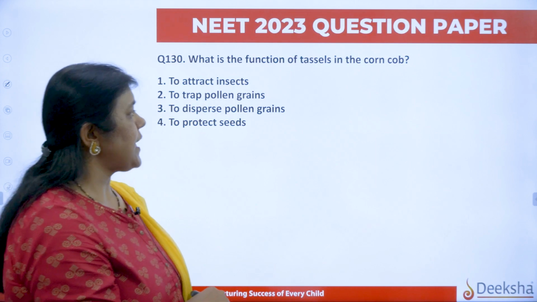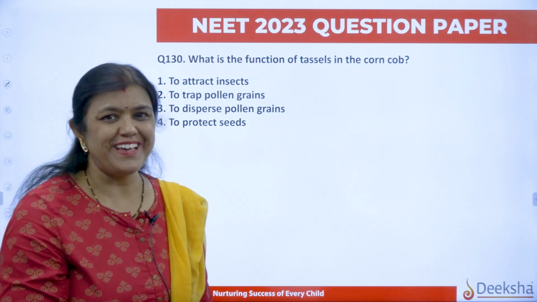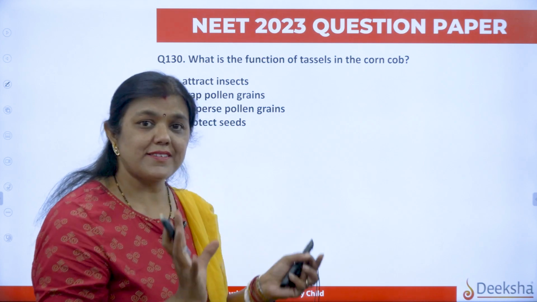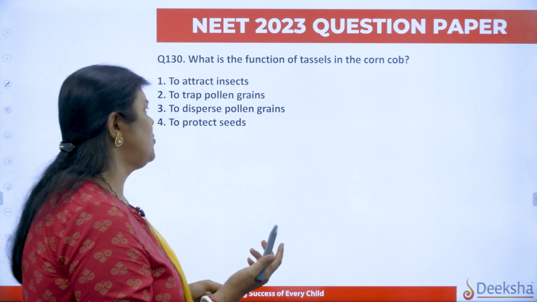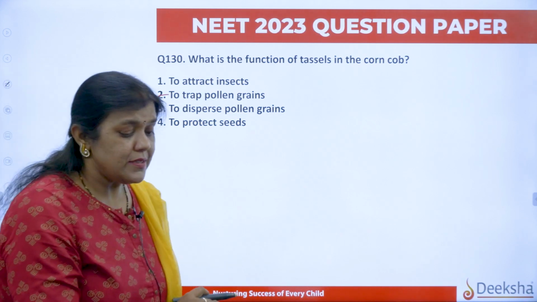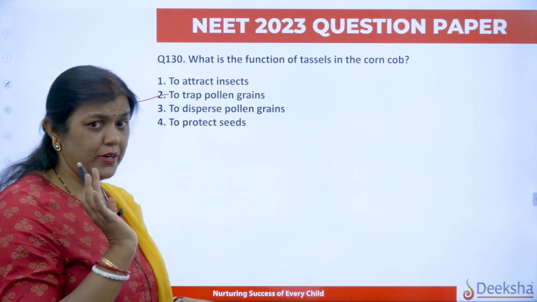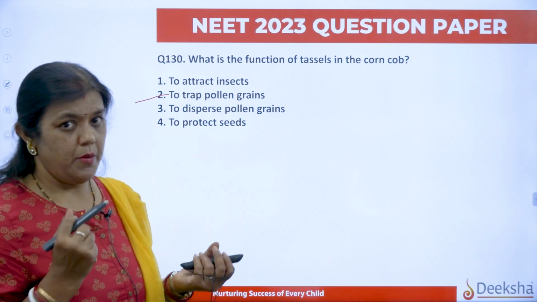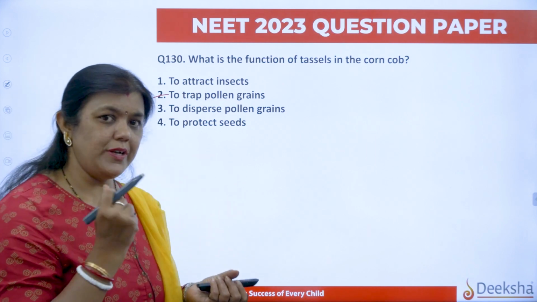What is the function of tassels in the corn cob? Okay, corn cob, the corn. The tassels, those feather-like extensions are there. What is its function? What does it do? It helps to trap the pollen grain. No, it is not to disperse the pollen grain. Don't get confused. Tassels are not to disperse. It is to trap, right? When the pollen grains are coming near to it, it's to trap.